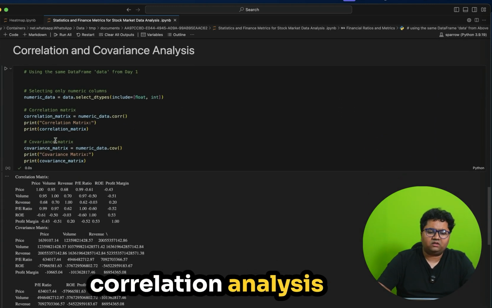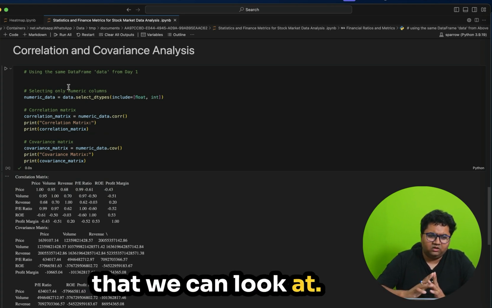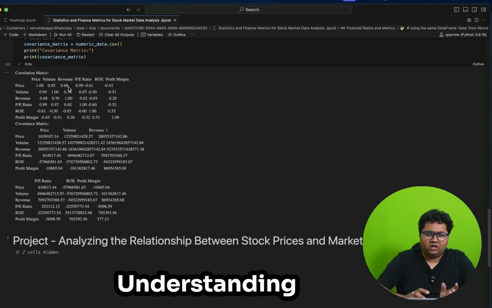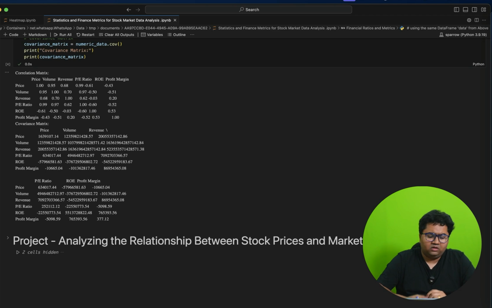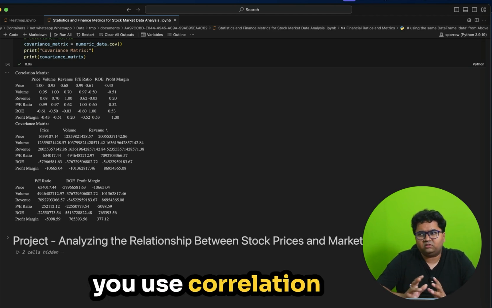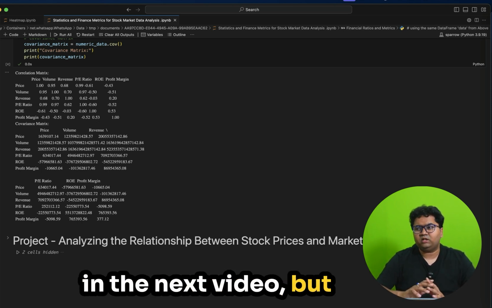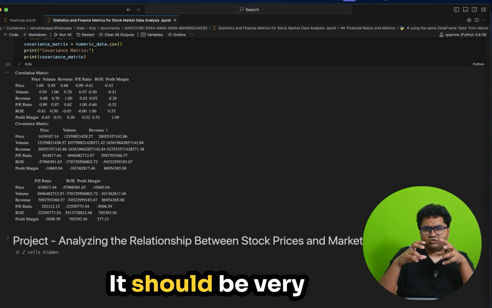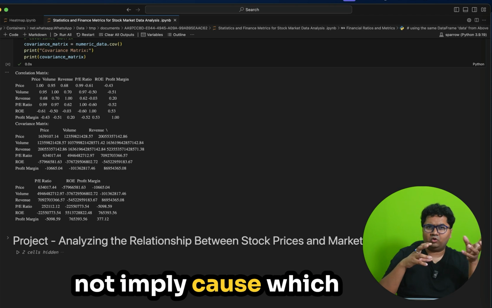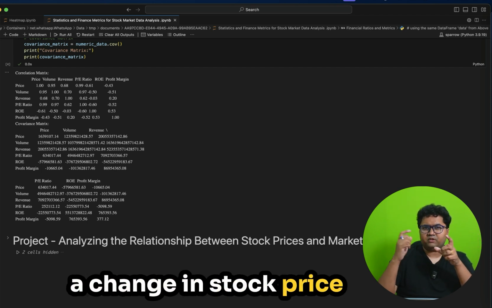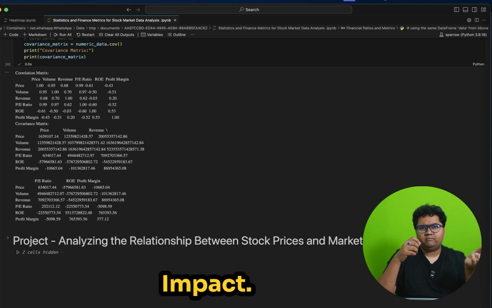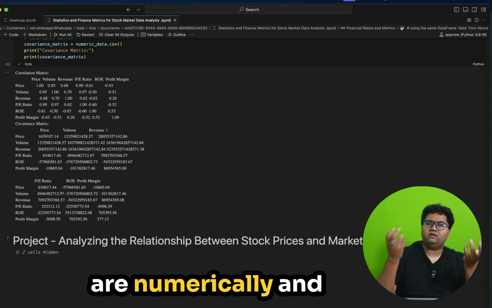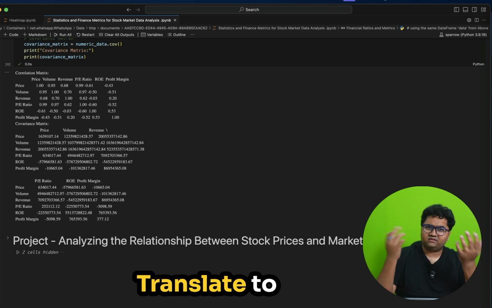Then you have correlation analysis and covariance analysis that we can look at. So you can build a correlation matrix, you can build a covariance matrix. Both of these are used for understanding again dispersions along the data. Now, where would you use correlation and where would you use covariance? We'll talk about that in the next video. But a lot of times there's a notion that correlation means this is happening, then this will happen. It should be very clearly understood that correlation does not imply causation, which means that a change in stock price A might or might not impact stock price B. It's not a dependent relationship. It's just that they are numerically and statistically correlated. It doesn't translate to the cause of it.